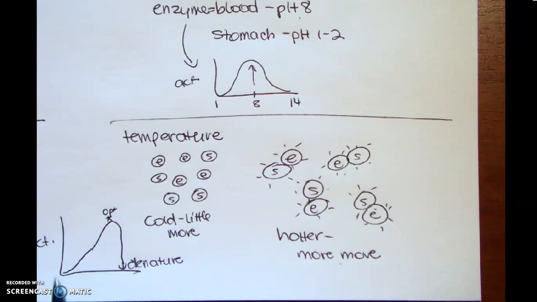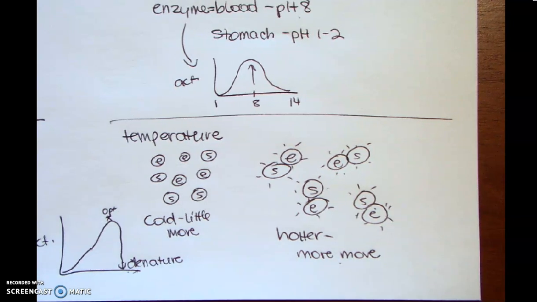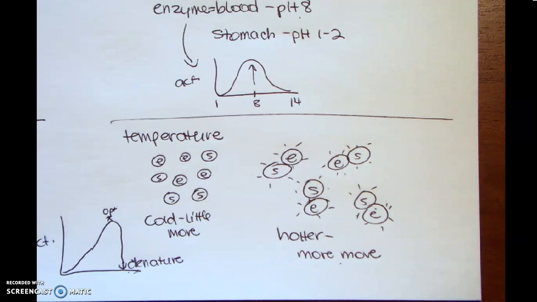So what you see with temperature a lot of times is rate slowly increases to a certain point, and then it just crashes and burns because you get to a point where the temperature is so hot that you have now destroyed the enzyme and it can no longer work. And so it causes denaturation.